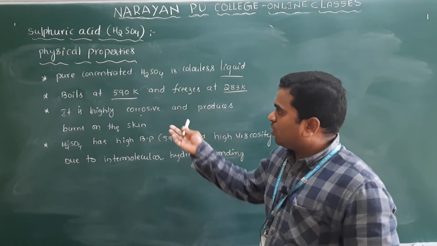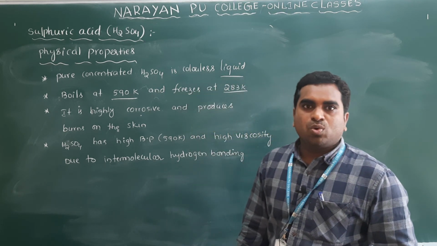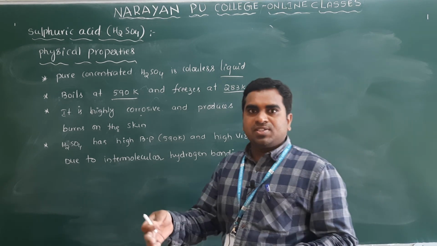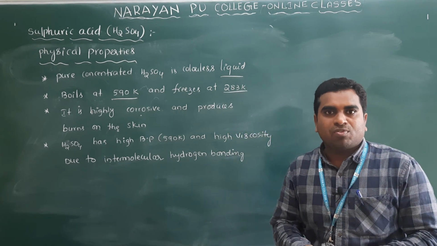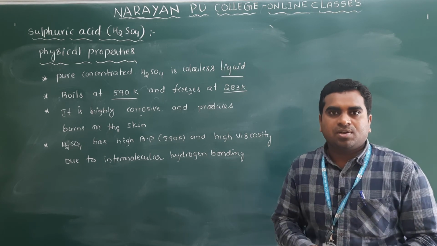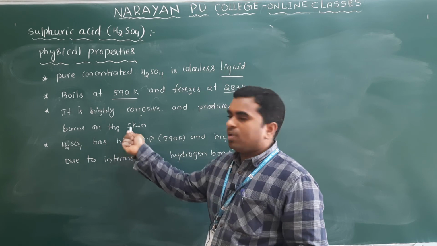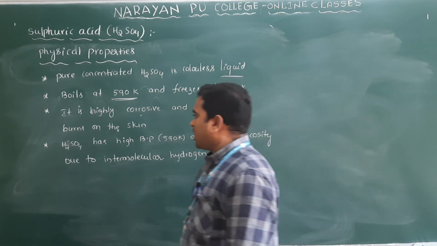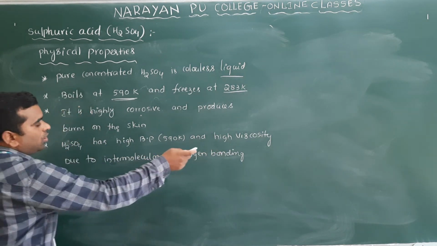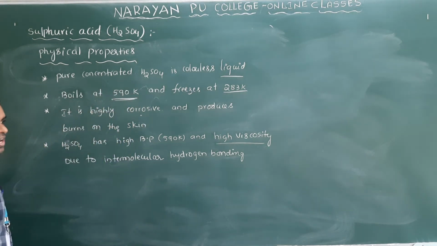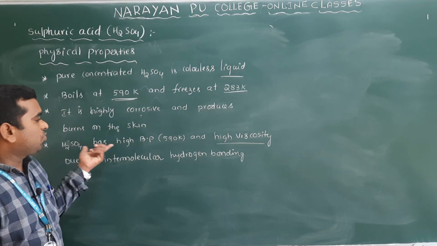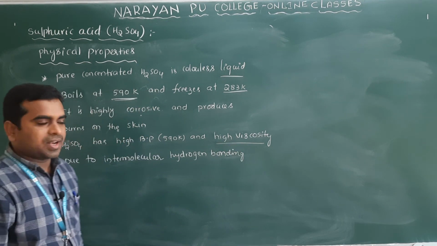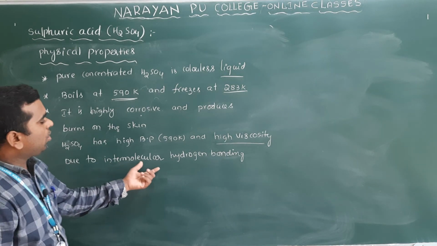Why? Because sometimes it is necessary to handle concentrated H2SO4. Unfortunately, if it falls on your skin, what will happen? You will get a burning sensation. Clear? It is because it is very corrosive and burns the skin. And I already mentioned it has a high boiling point. Also, it is a highly viscous solution. That solution is H2SO4. H2SO4 liquid has high viscosity. Clear? Why? Because of the intermolecular hydrogen bonding.